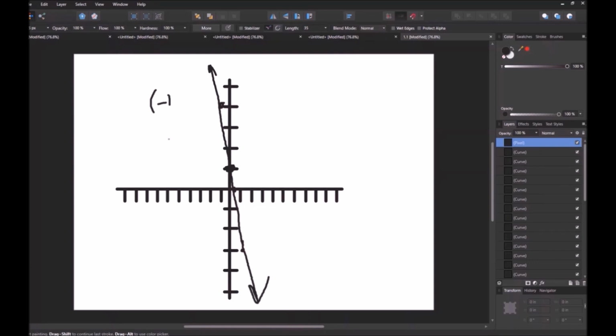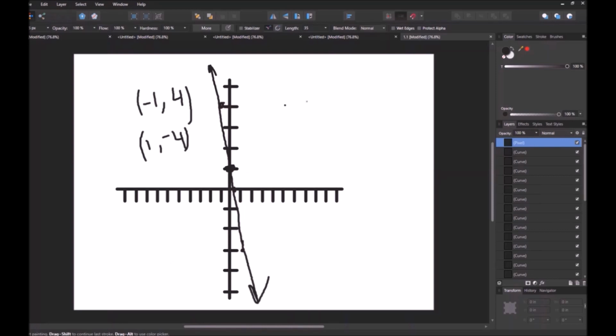If this was symmetric with the x-axis, for example, this point, let's use the same thing, negative 1, 4. If this was symmetric with the x-axis, there would be a point at negative 1, negative 4. But as we can see, there isn't. If this was symmetric with the origin, and we had the point negative 1, 4, there would also be a point at 1, negative 4. But we can see that there isn't. At 1, our point is negative 3.